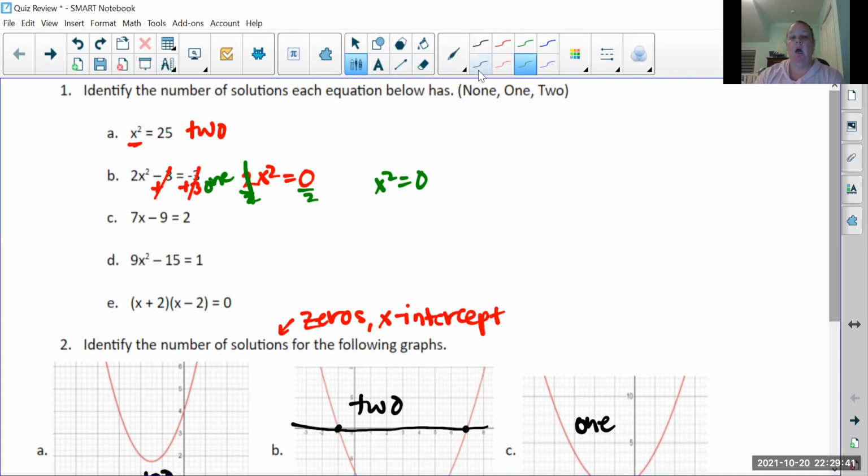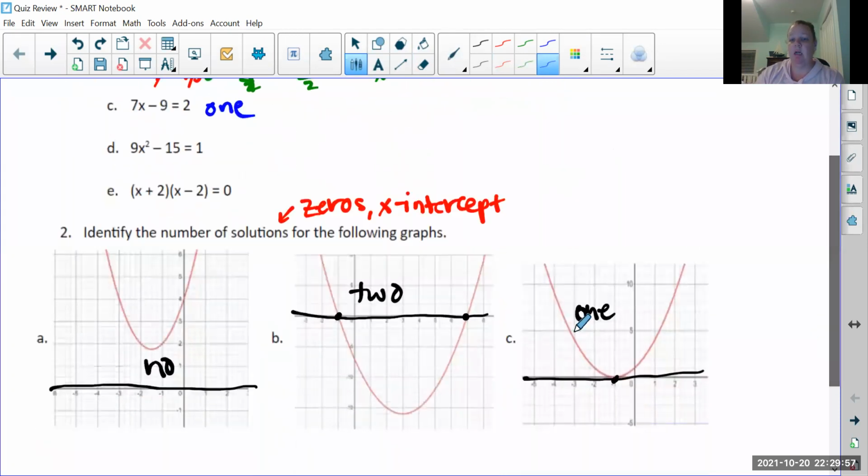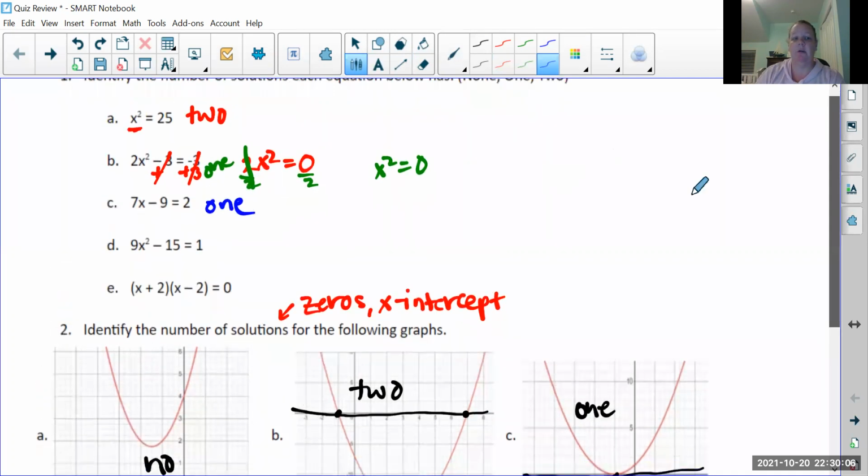All right, so then looking at C. This one isn't a quadratic. We should remember this one from Algebra 1: it's a linear. Its graph is only going to be a straight line, which means it's only going to have 1 answer, because we're thinking about where the parabolas crossed. We had maybe 1, maybe 2, maybe none. But if we just have a straight line, it eventually has to cross the x-axis. So that's going to be 1 because it's linear.